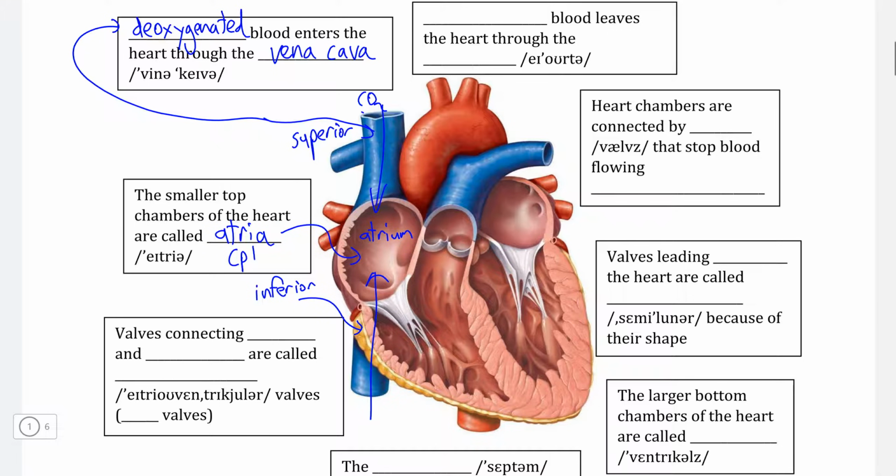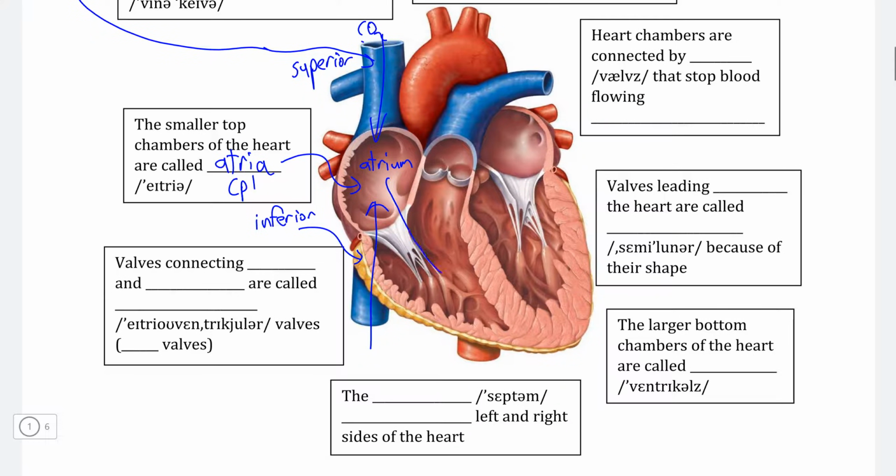Now, from there, from the atrium, the deoxygenated blood drains down into a large chamber here, which is what we call a ventricle. So the bottom of the heart, the two chambers at the bottom of the heart are what we call your ventricles, and the two chambers where blood enters the heart are what we call your atria.